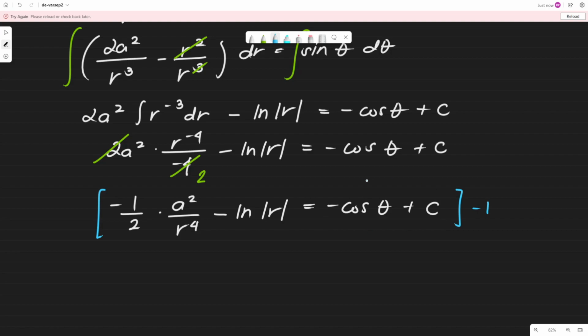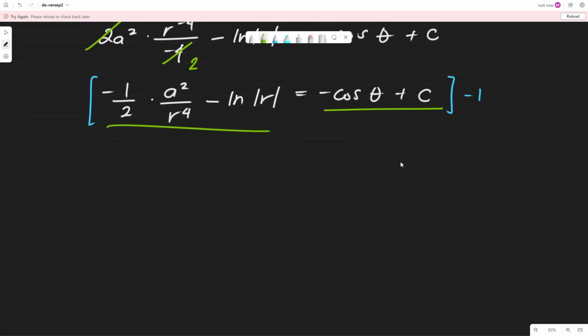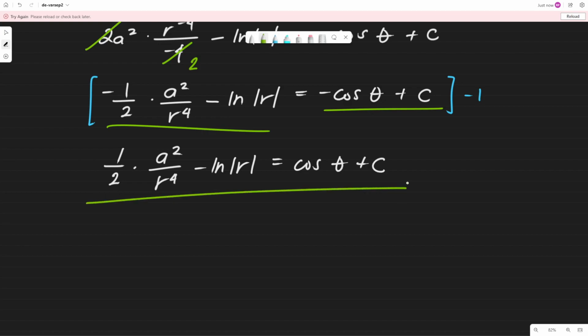Kasi ito, pwede tayo mag-factor out itong term na to. Same as this one. Pag pinactor out natin, magka-cancel out yung dalawang negative 1. But it's just the same as multiplying to negative 1. For negative 1 lang yun, baka may gawin nyo sa lahat ng constants. No? Iba yon, no? So, ayan. So, we'll have 1 half times a squared over r to the 4th minus ln r is equal to cosine theta plus c. This can serve as our final answer.